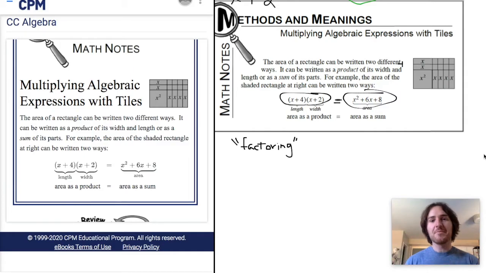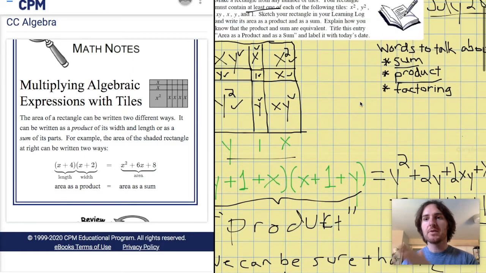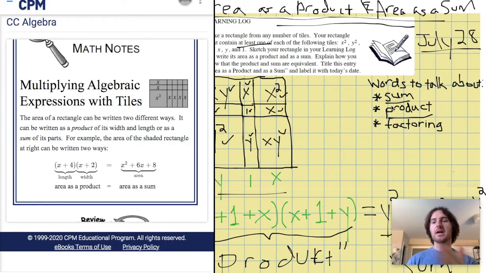Okay, hey guys, wait, I'm back here for a second. I know I do this for a reason, but I noticed here that I forgot to talk about one of the three words that I meant to talk about today. You should know what a sum is. You should know what a product is. If not, rewatch the video, ask questions. But one thing I didn't talk about is this word factoring.